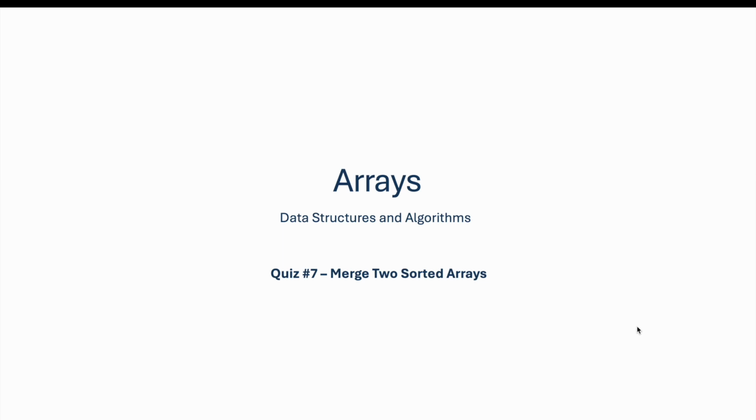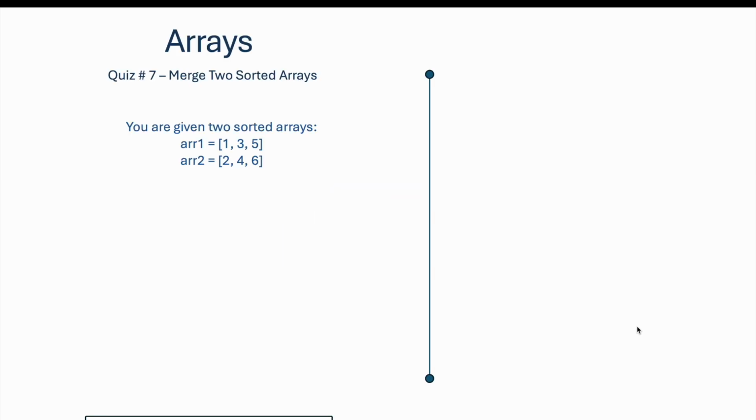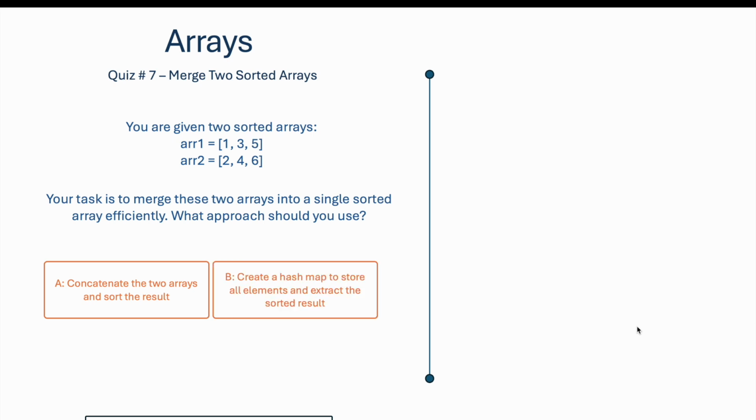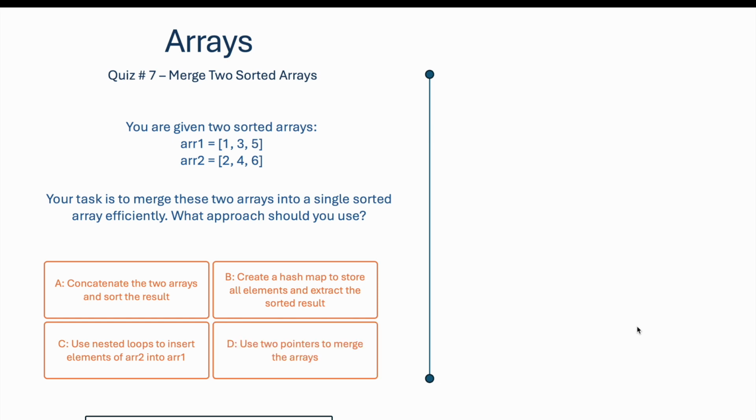Final quiz, merge two sorted arrays. So we have two sorted arrays, 1 3 5 and 2 4 6. Your task is to merge these two arrays into a single sorted array efficiently. So what approach should we use? A, concatenate the two arrays and sort the result. B, create a hash map to store all elements and extract the sorted result. C, use nested loops to insert elements of array 2 into array 1. Or D, use two pointers to merge the arrays. So we'll wait for 10 seconds for you to think.